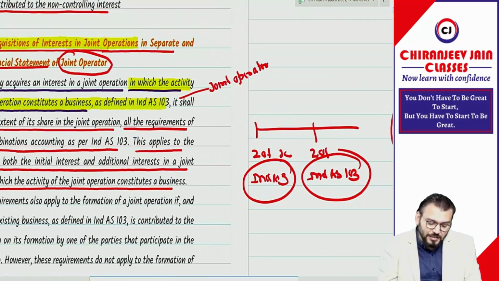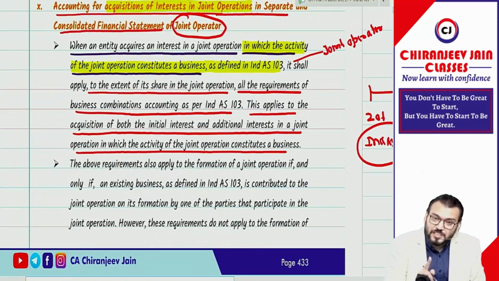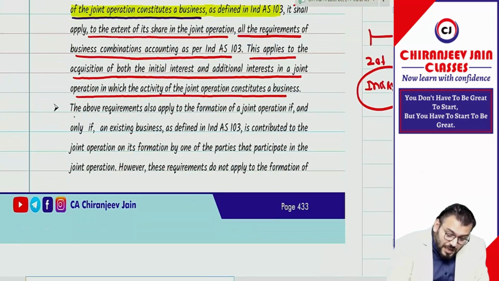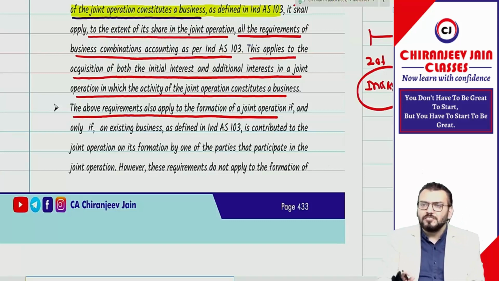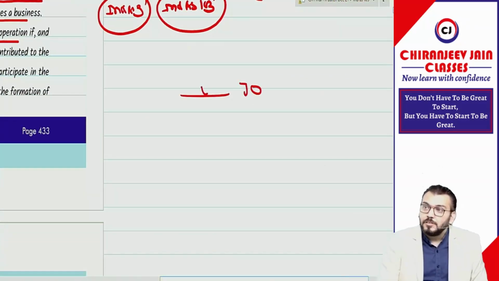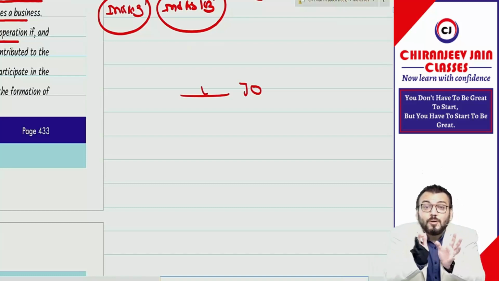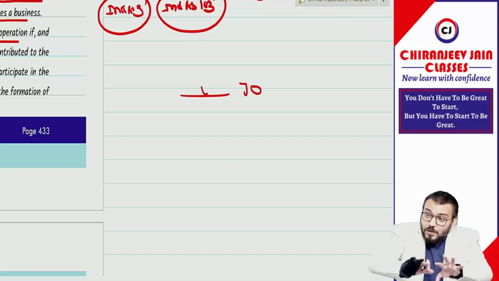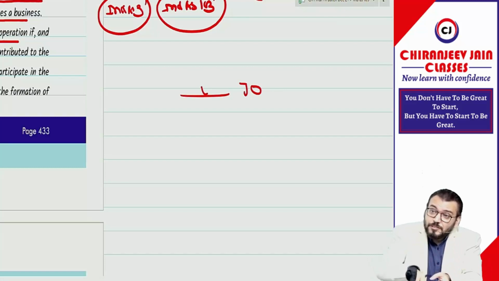Understood what I am saying? Yes, sir. Have you understood this first para? Coming to the second para: the above requirement also applies to the formation of a joint operation. Means, first thing, already there was a joint operation and we acquired interest. Second thing, we are forming a joint operation. Whether on formation of a joint operation Ind AS 103 will be applicable?